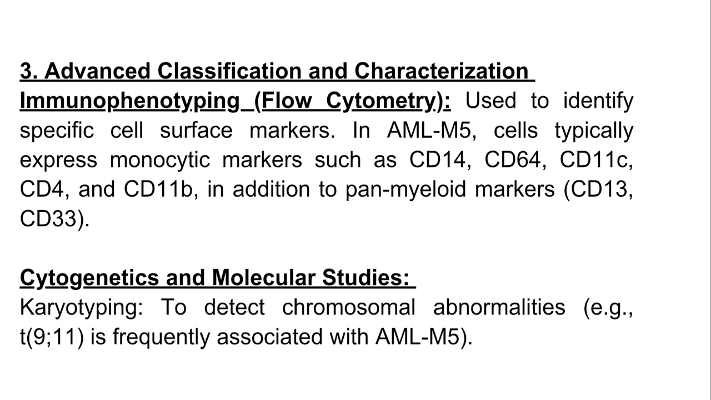Next, let's discuss cytogenetics and molecular studies. Karyotyping is a key test here, used to detect chromosomal abnormalities. For instance, the presence of the t(9;11) translocation is often associated with acute myeloid leukemia M5. Detecting such genetic anomalies not only aids in diagnosis but can also provide prognostic information and influence the treatment decisions. Both immunophenotyping and cytogenetics are integral in providing a comprehensive understanding of the disease, allowing for a more precise and personalized approach to the treatment.